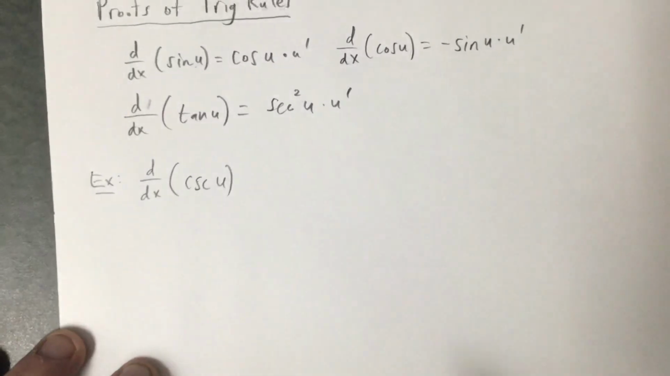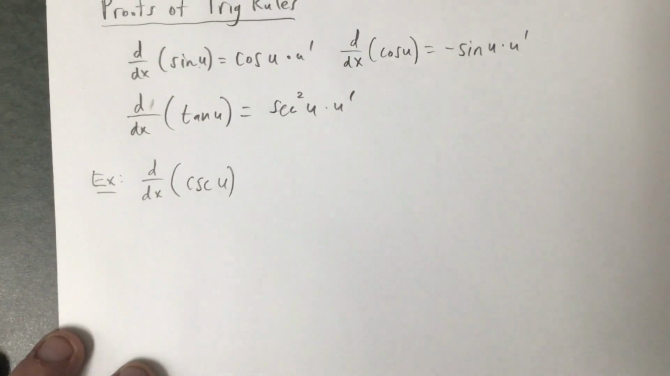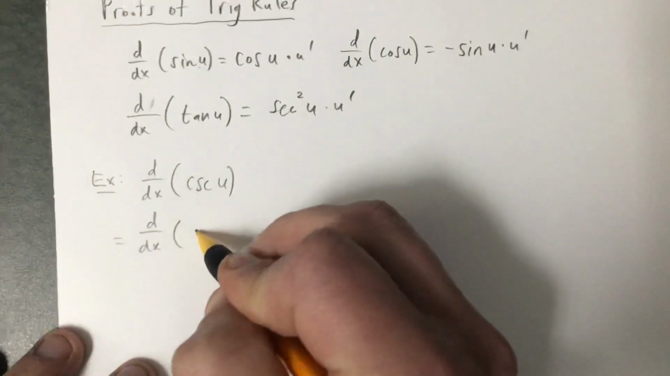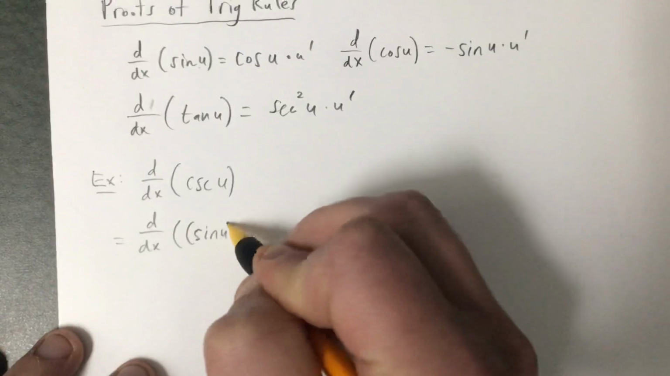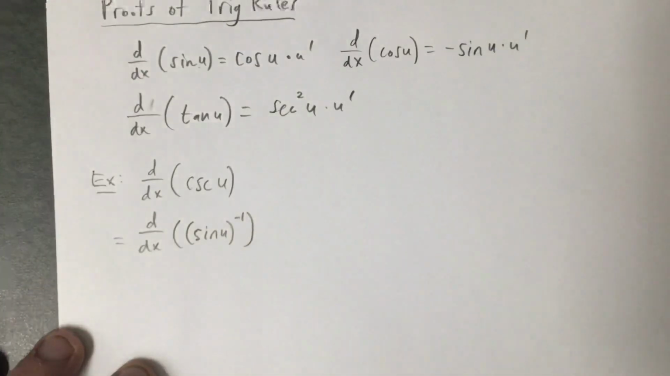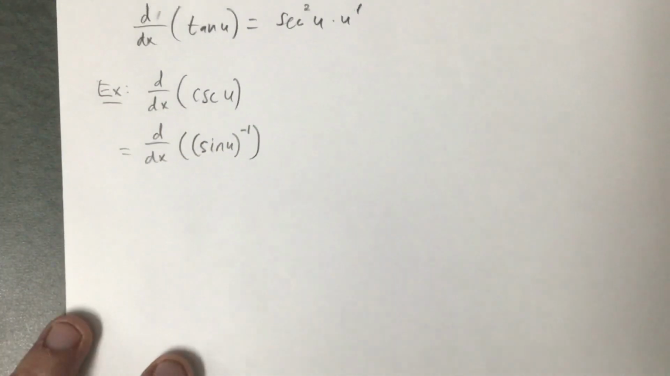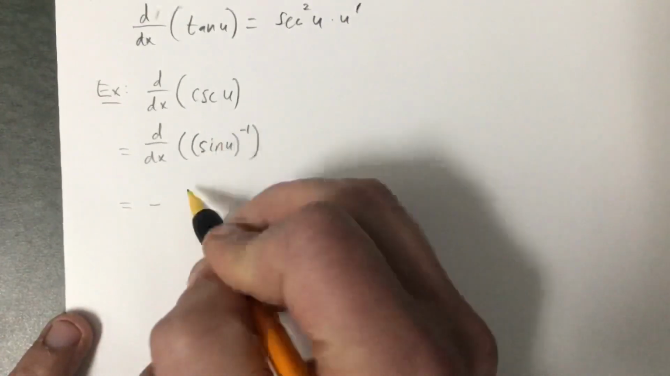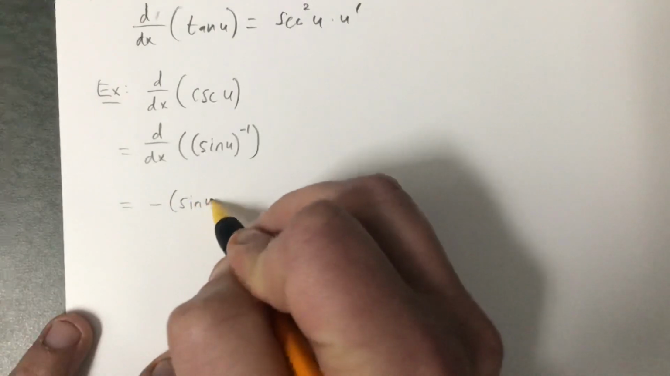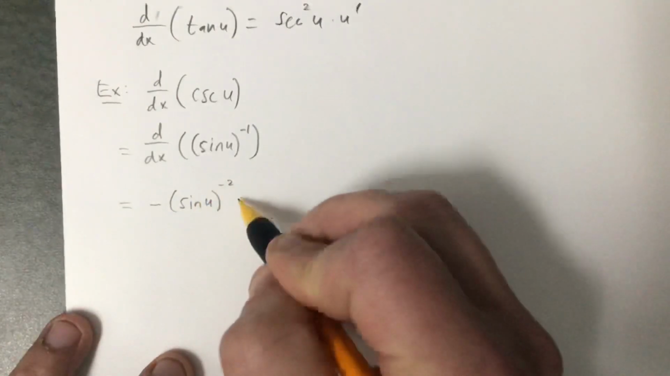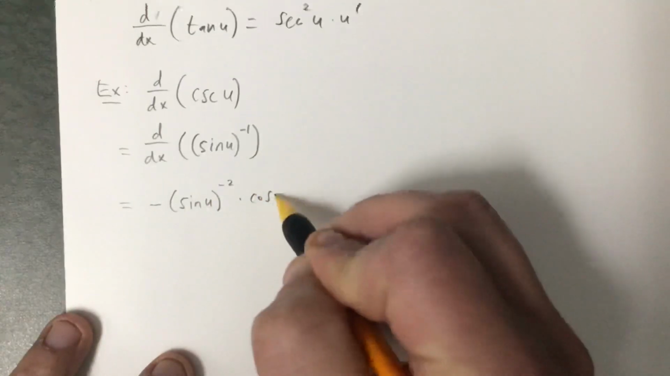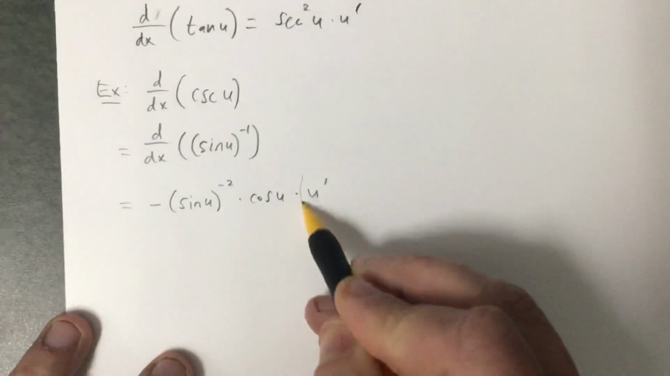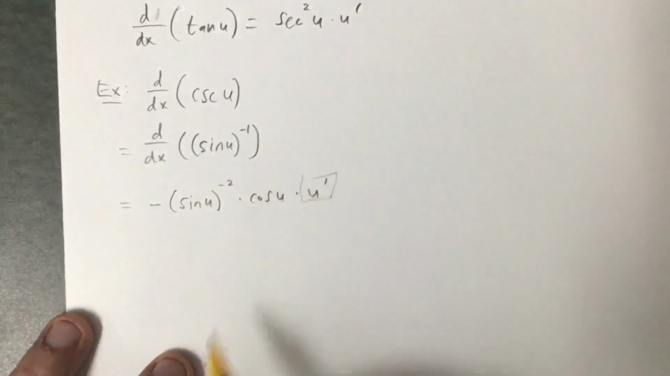The way I'm going to come up with a rule for this is I'm going to rewrite cosecant as sine u quantity to the negative first power. And then we can see this is going to be a power rule. So the power rule is going to just say I'd multiply this by negative 1. This is going to become sine u to the negative second. This is going to spit out a cosine u. And then this is going to spit out a times u prime by the chain rule.